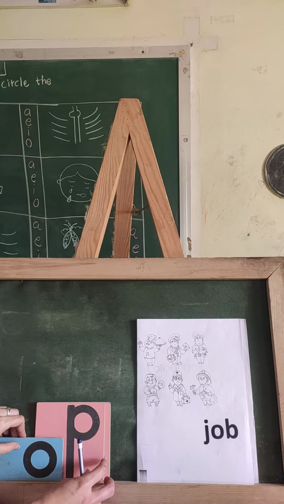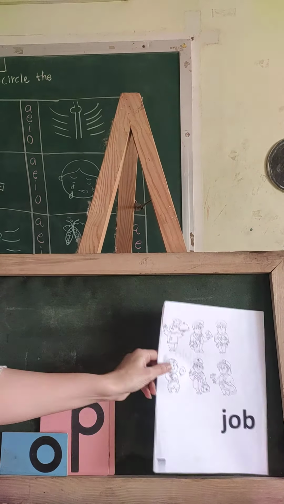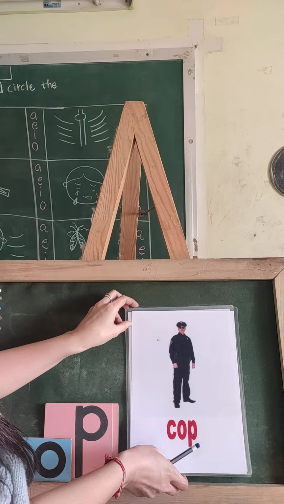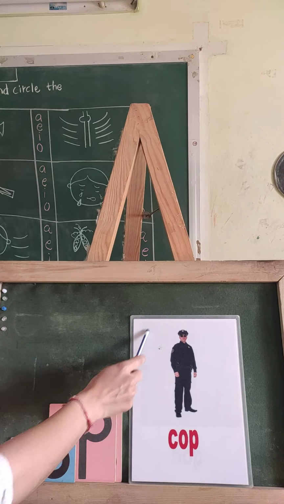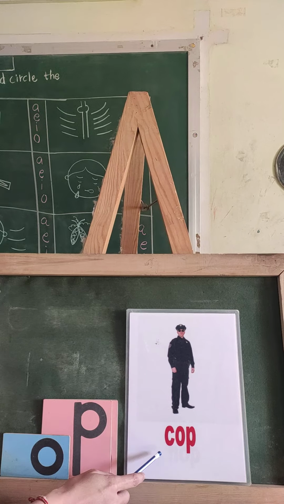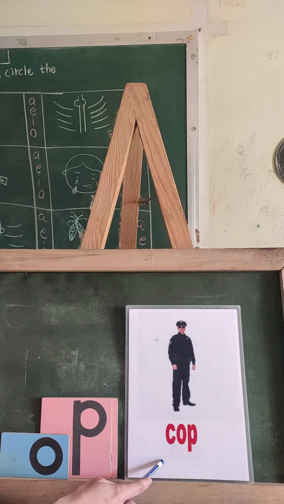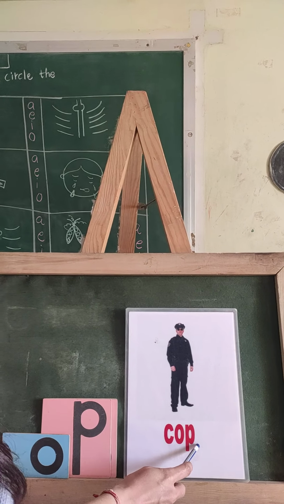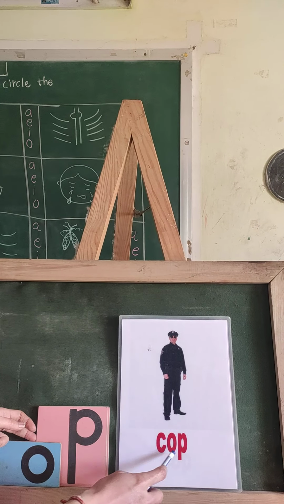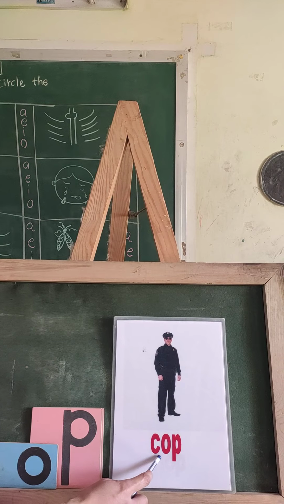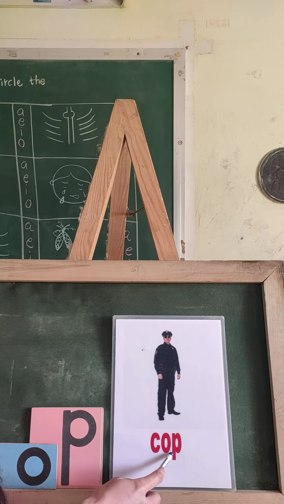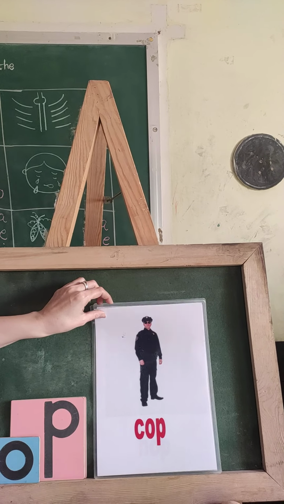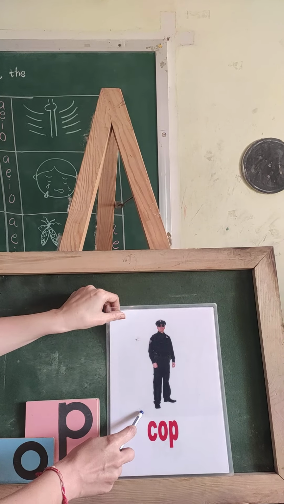Next, let us start our op words. Who is he, children? He is a cop. Cop is a policeman. C-O-P, cop. We are revising op words. He is a cop, policeman.